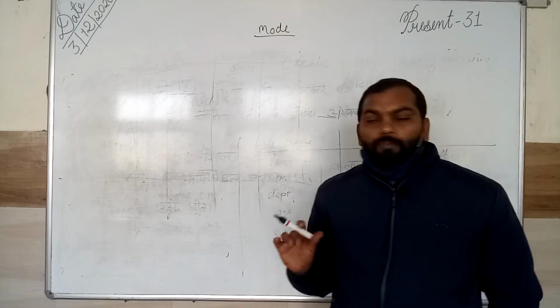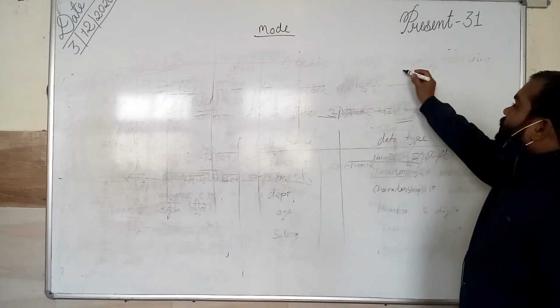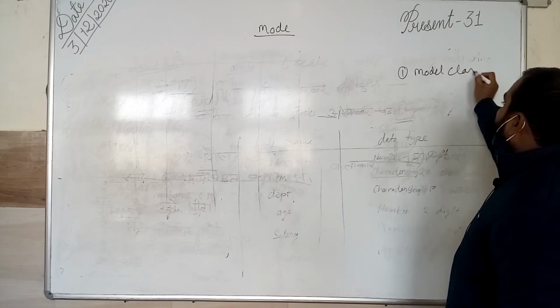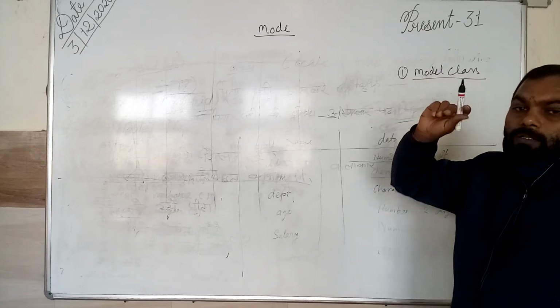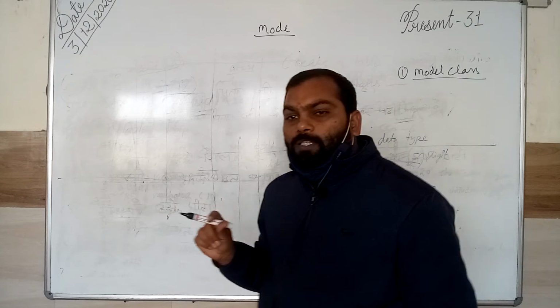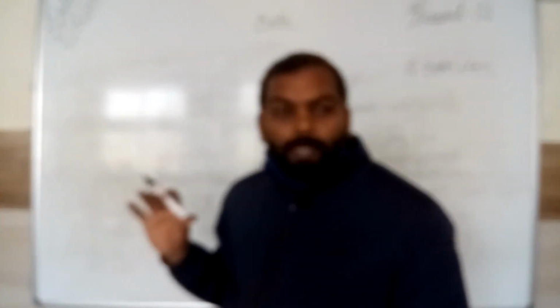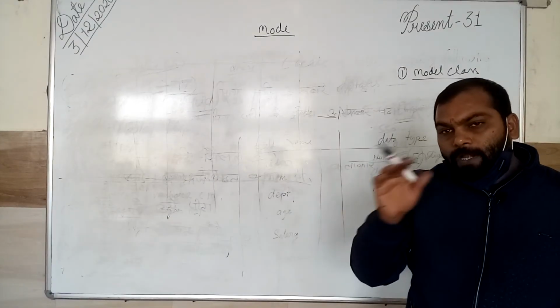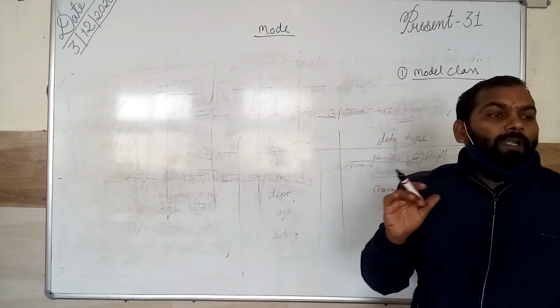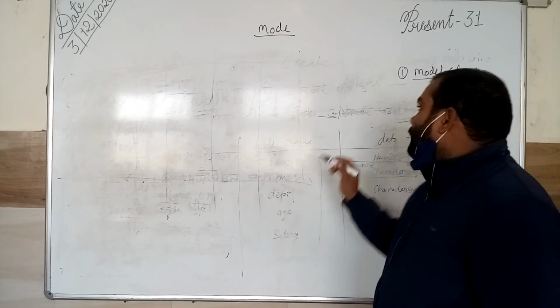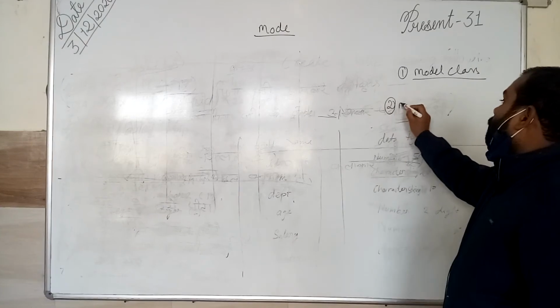To find the mode, the first step is to find the modal class. What is the modal class? That observation whose frequency is maximum. Clear? That observation whose frequency is maximum, that entire class interval will be taken as the modal class. Okay, and then we will use the formula for mode.